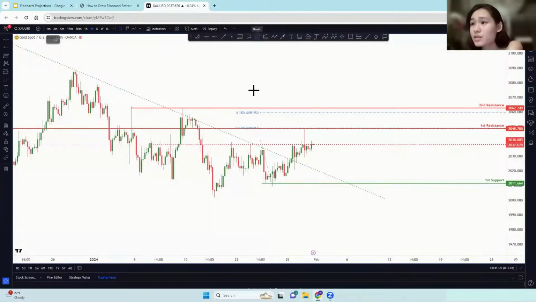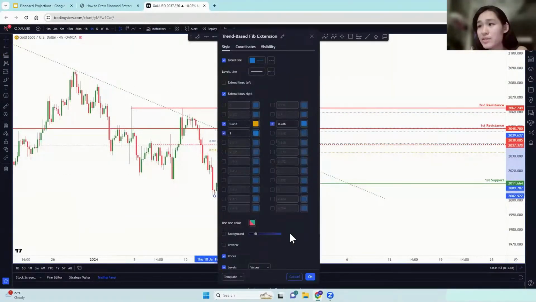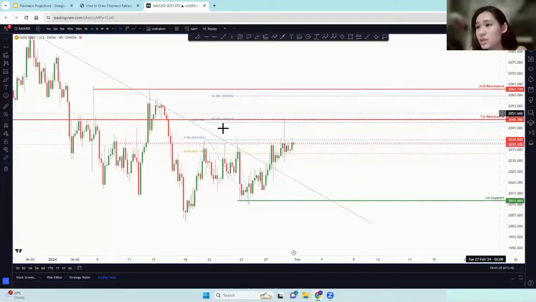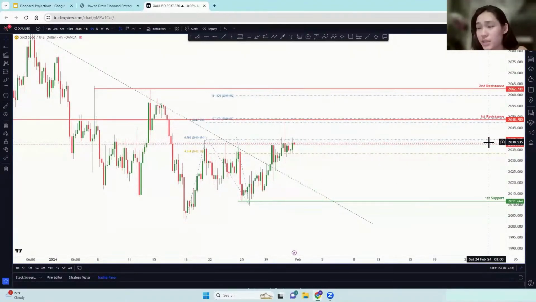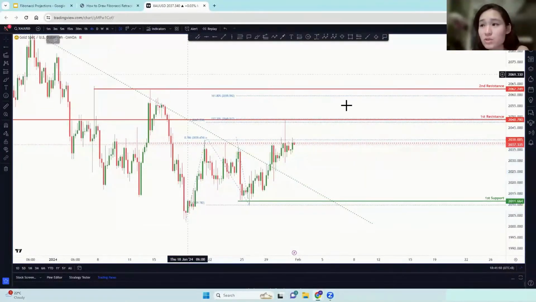Okay, and for our projection, you can see this lightning bolt shape, so I'm going to use this trend-based Fib extension. That's what they call it on TradingView, but if you're using MT4, they call it something else, but it's the same shape, the same symbol. We use 61.8, 78.6, and 100%. This 78.6 lines up nicely with my intermediate resistance, and 100% also lines up with my first resistance. So I'm just going to keep those two.